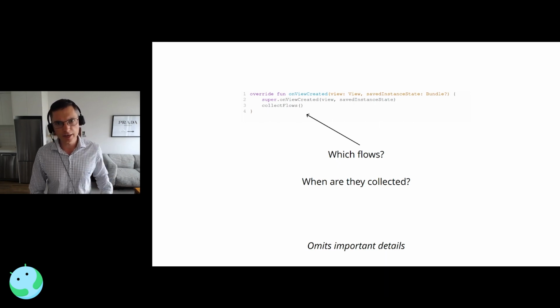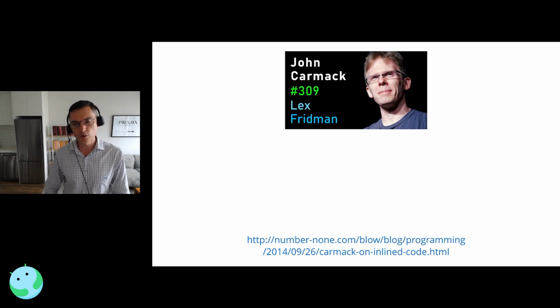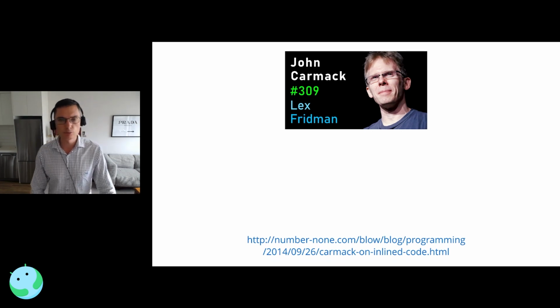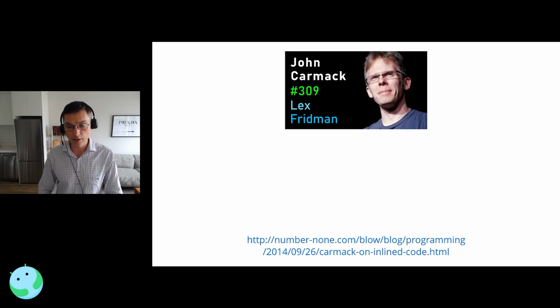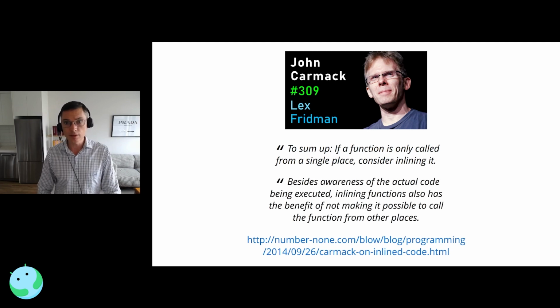So just in case you're thinking this is all crazy talk and coming from some Stanford professor, John Carmack actually recommends this strategy as well. John Carmack is the programmer for Doom from id Software, and he has an article. He says that if a function is only called from a single place, then you can consider inlining it. Not only does that simplify the interface, but it means that you can't call that function from a place where it's not intended. So if you think back to that fragment, it'd be a bit of a disaster if we called collect flows from some other part of the fragment as well. So inlining it actually prevents that problem.